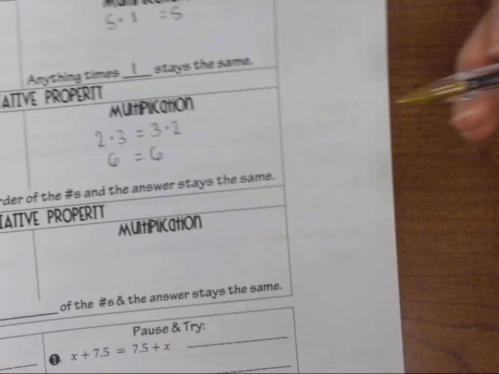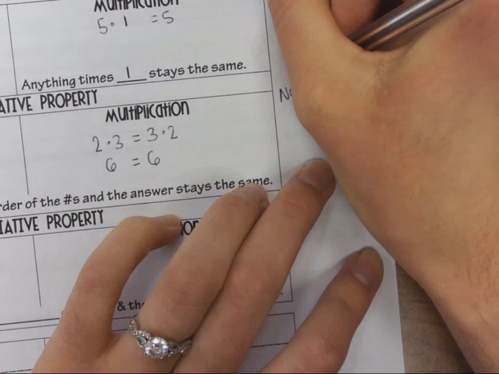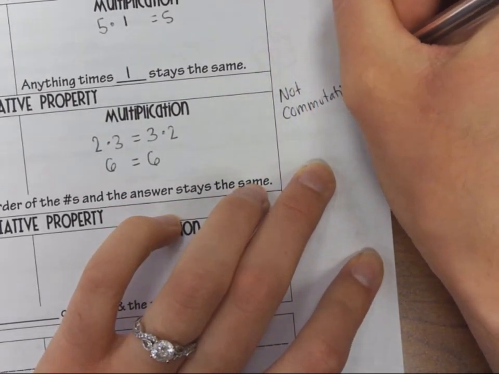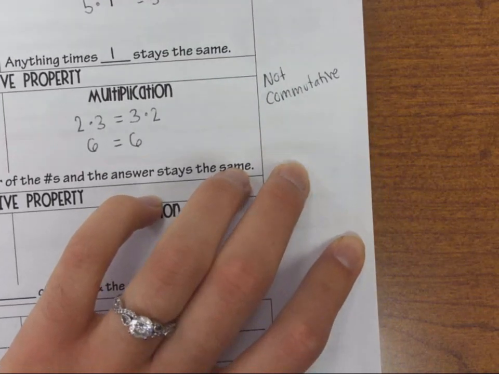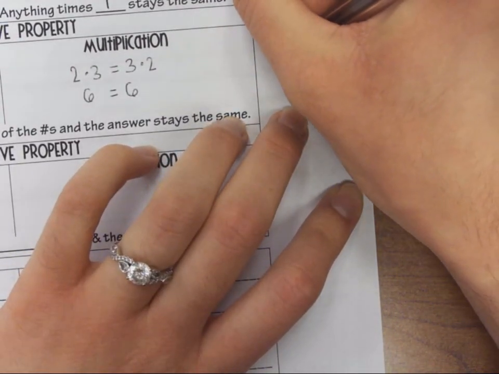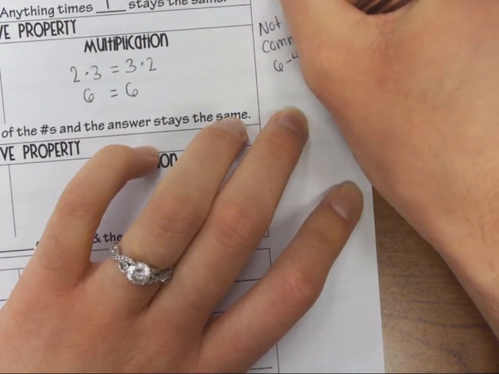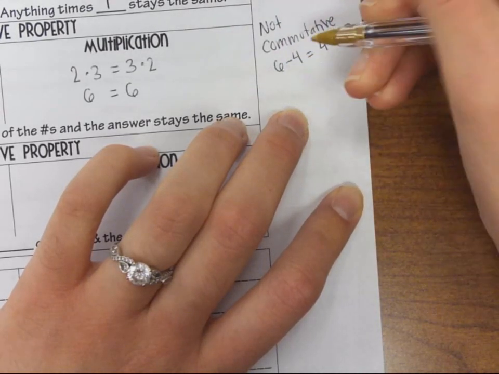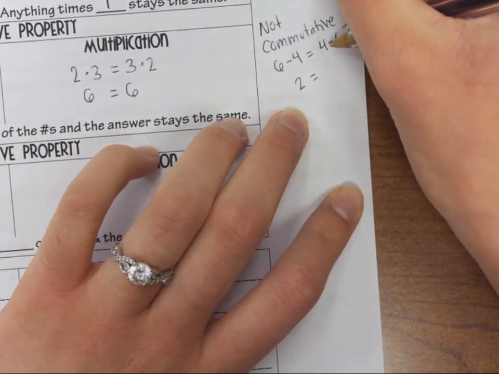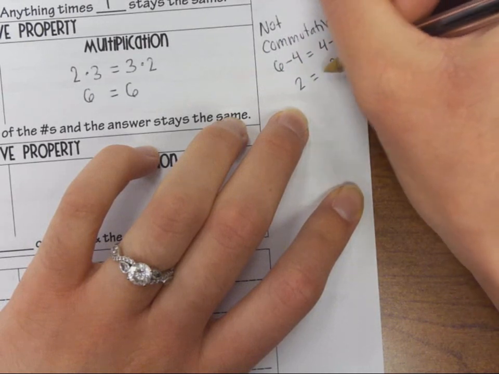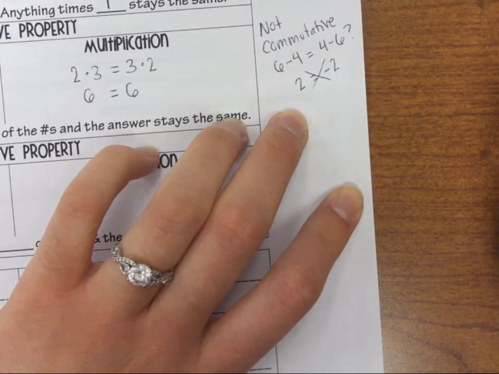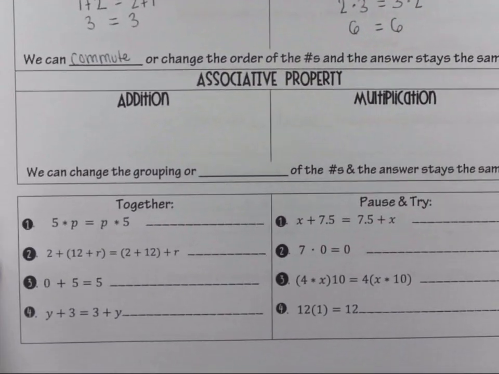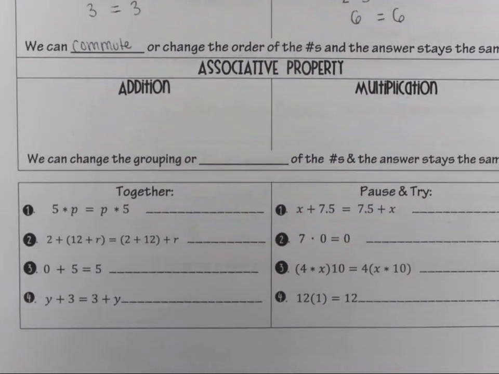So I'm just going to write a little note out here to the side. Not commutative would be, subtraction would be an example. For example, 6 minus 4, is that the same as 4 minus 6? 6 minus 4 is 2, but 4 minus 6 is negative 2. Those aren't the same, so it's not commutative. I just wanted you to see a counter example there so you kind of understand this a little bit better.